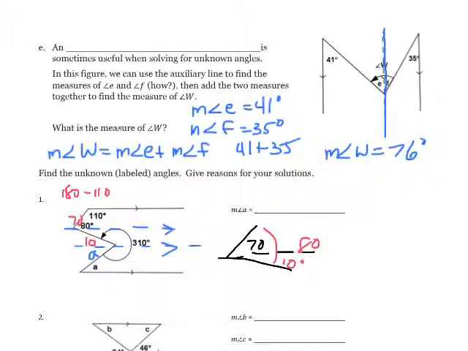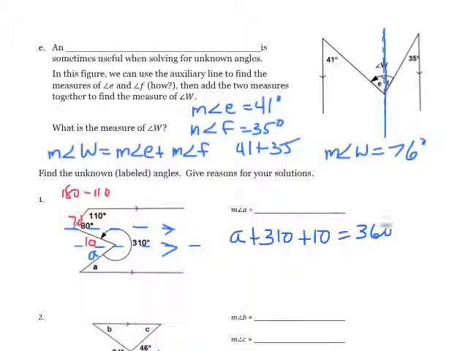Now I can solve for A. Alright, he's got to go away, because he's in my way. Okay, so to solve for A, I know the angles around a point add to 360. So A plus 310 plus 10 is equal to 360. A plus 320 is equal to 360, and A ends up being 40 degrees.